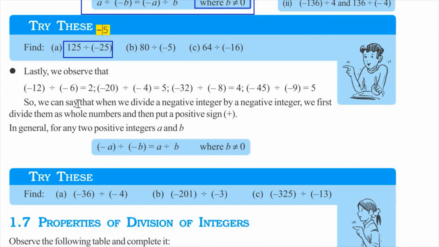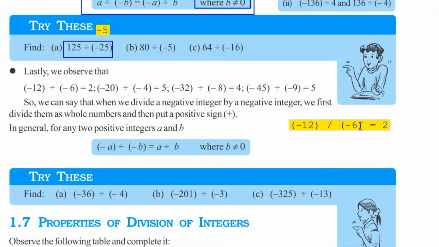Lastly, we observe that minus 12 divided by minus 6 is equal to 2. Let us consider this particular equation for a minute. I'll write it over here so it's easier for all of you to see. So we saw that minus 12 divided by, I'm just going to use this symbol to indicate divided by. It's common to use this symbol also. Okay. So minus 12 divided by minus 6 is equal to 2.